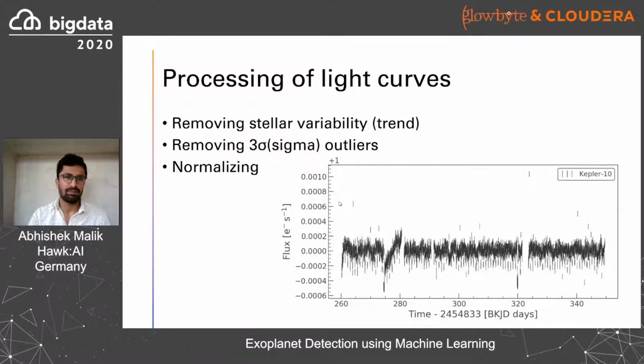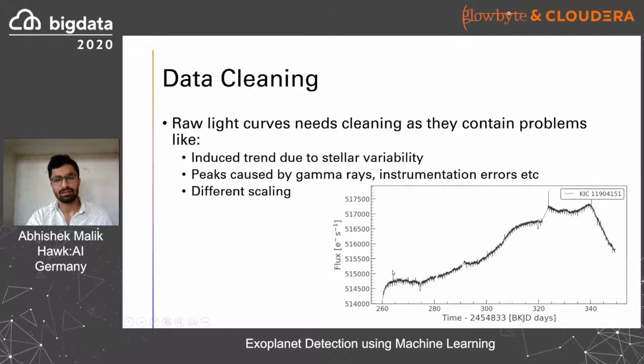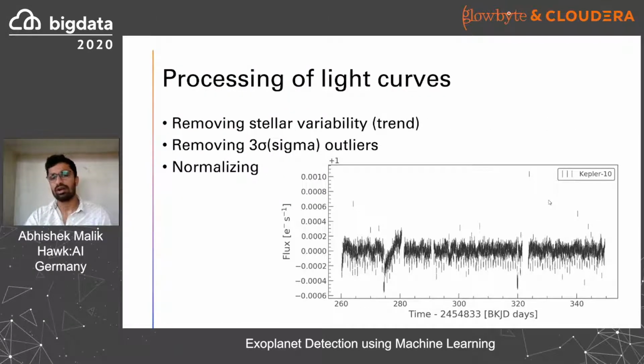So after we do this, we will have a clean curve which will look like this. As you can see, we removed the variability. We removed the points which were beyond 3 sigma, beyond 3 standard deviations of the curve, like these points on the top. It is important to note that we do not remove the points below the curve because they might be the dips caused by planets.